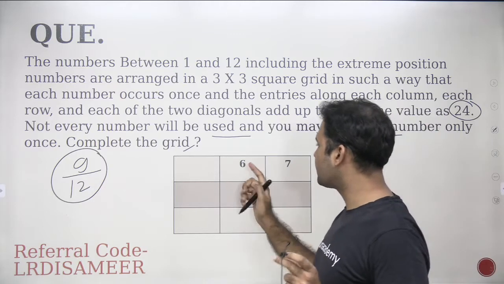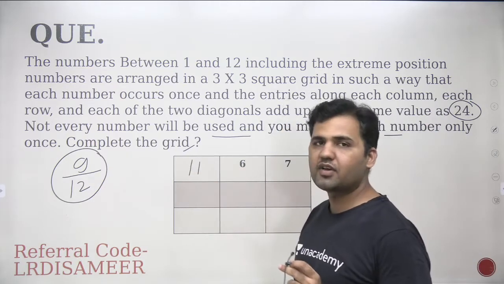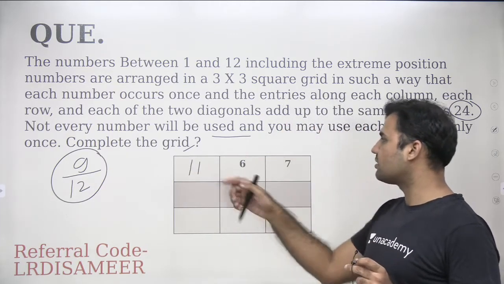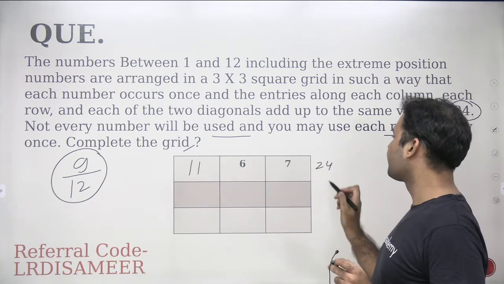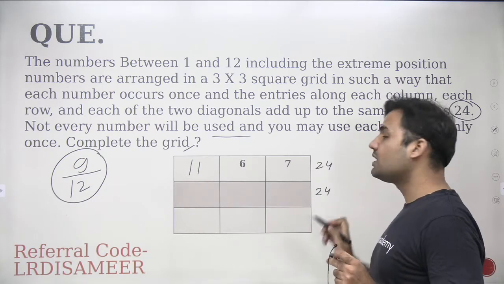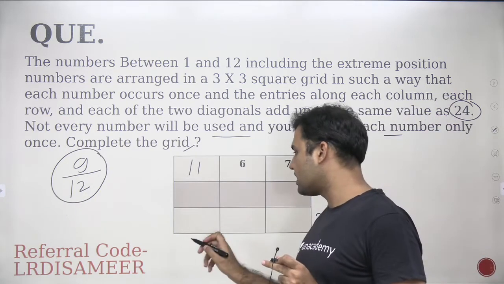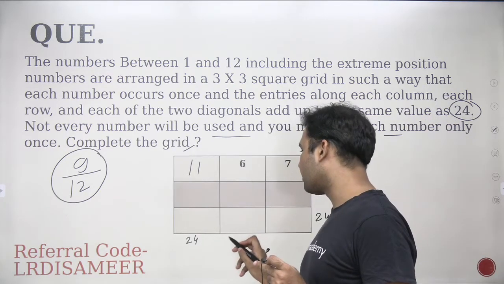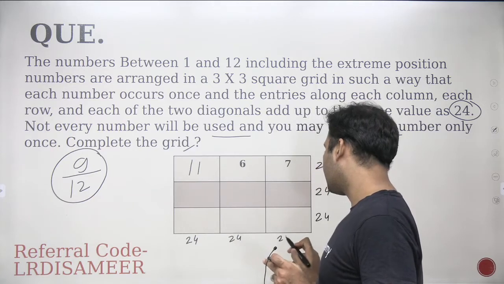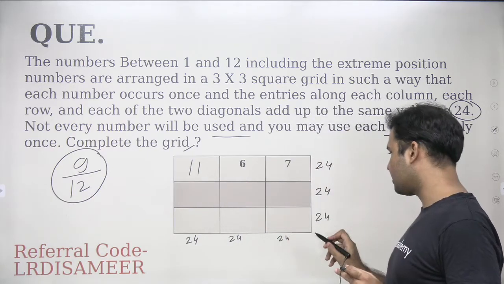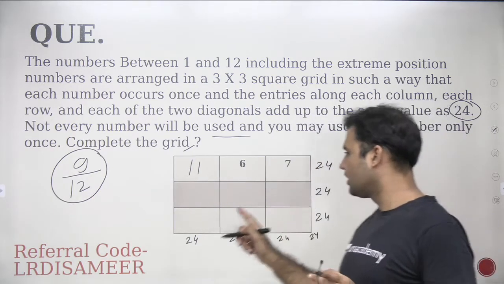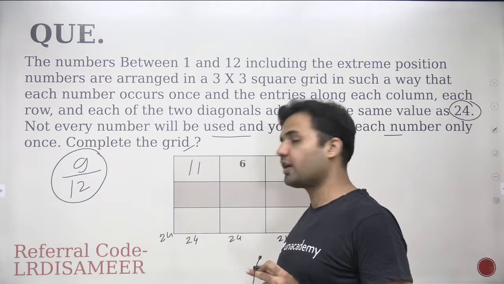So if this is 7, this is 6, can I say this number will be 11? Very easy. Only then the summation can be equal to 24. Now, I also need the summation here as 24, here as 24, right? I also need the column-wise summation to be 24. And the summation of the diagonal should also be 24, the diagonal here as well.